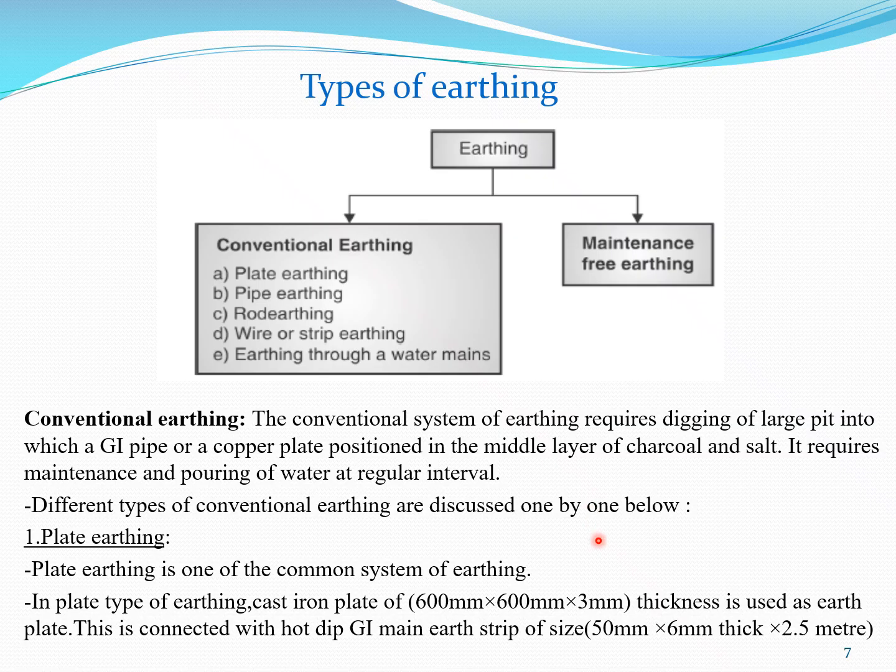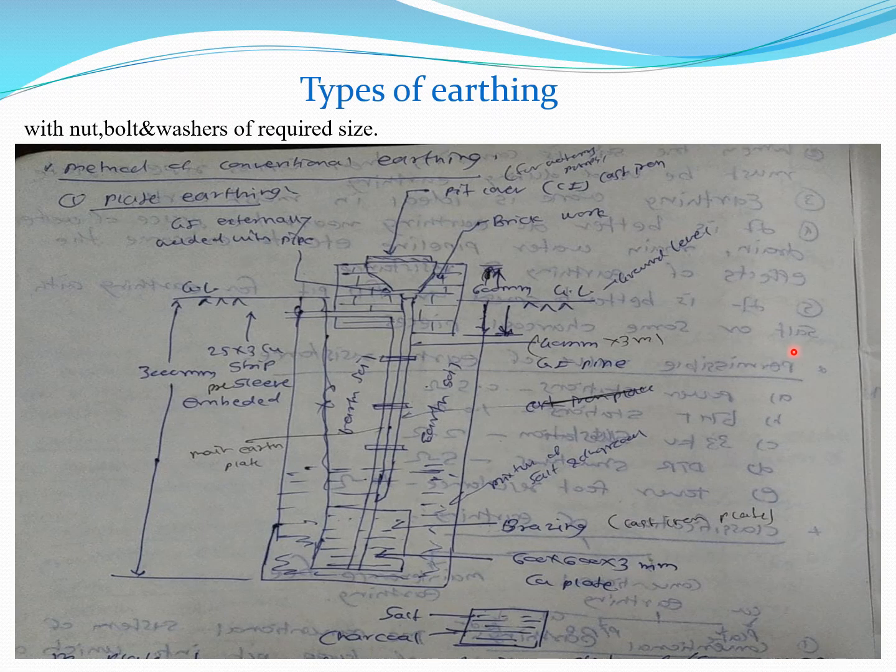In plate type of earthing, a cast iron plate of 600 mm by 600 mm by 3 mm thickness is used as the earth plate, and this is connected with a hot dip GI, meaning galvanized iron, main earth strip of size 50 mm by 6 mm thick and 2.5 mm, and it is fixed with nut, bolt and washers of required size. So this figure shows the plate earthing.